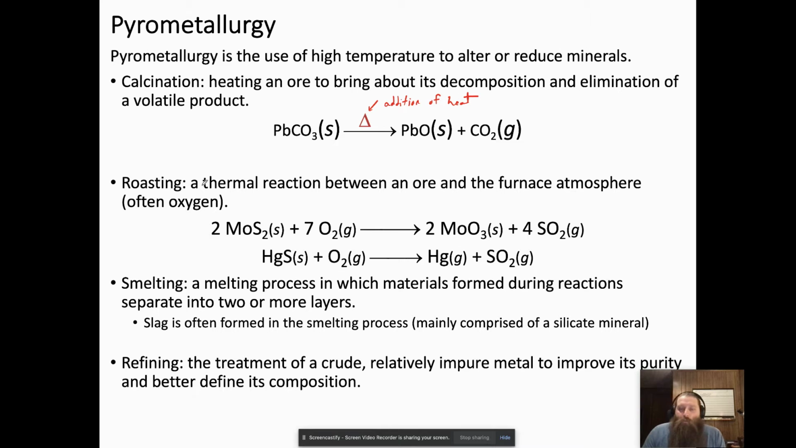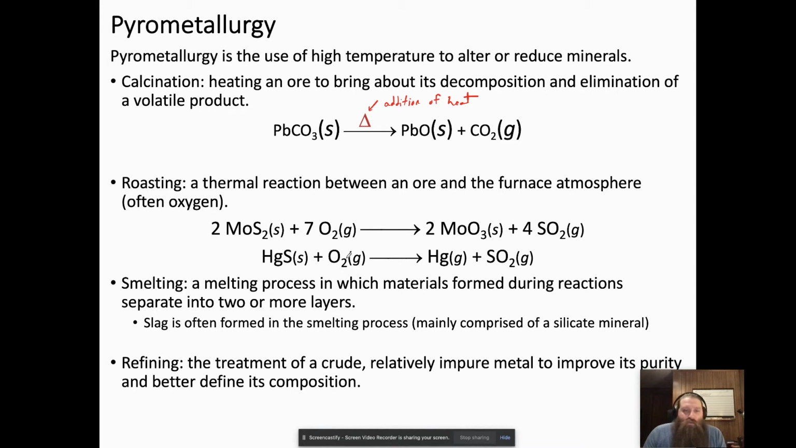Roasting is another reaction where you basically cook your ore, and a reaction occurs between the furnace atmosphere, which is usually oxygen, and the ore itself. This is different from calcination. Calcination is a decomposition reaction that is kick-started by the addition of heat. Roasting is a reaction between the ore itself and the atmosphere of the furnace. So you can see two different roasting reactions here.